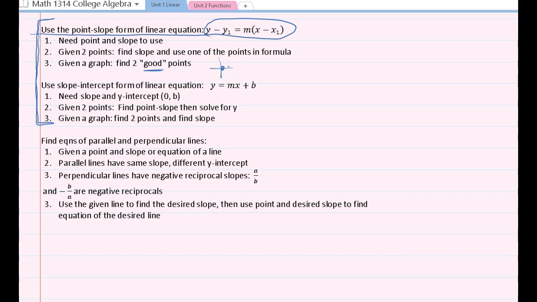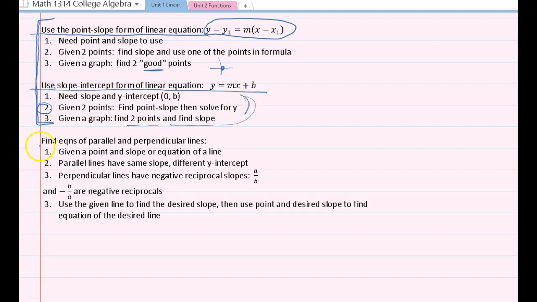accurate equation. When you use the slope-intercept form of a linear equation, you need a slope and the y-intercept. That's the easiest way to use it. However, if you're given 2 points, you can also use it, and the example will show you how to do that. If you're given a graph, you need to find 2 points and also find the slope between those 2 points, and that way you're back to the scenario that you have up here.